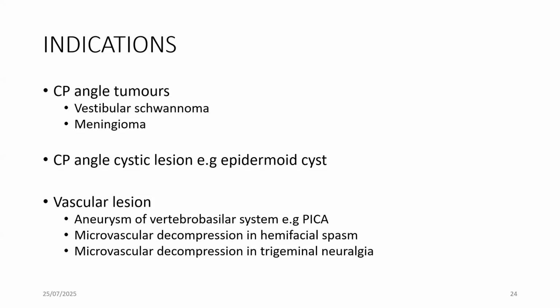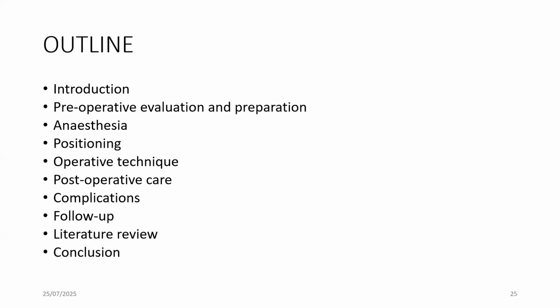And then there are also some vascular lesions that may warrant this approach. We have aneurysms of the vertebrobasilar system, mostly from the posterior inferior cerebellar artery, or when there is vascular compression of cranial nerve 7 causing hemifacial spasm, so one may employ this approach. Or when there is compression of cranial nerve 5 causing trigeminal neuralgia, one can carry out microvascular decompression.